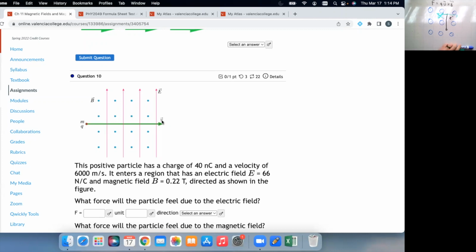So let's take a look at this one. I'm not going to work out the numbers for you. I just want to help you conceptually. So let's see, we've got B coming out of the board at us. E points straight up. I want to color code it the same way they did. And then I've got a positive charge right there, and it even says positive, moving to the right with some velocity vector.